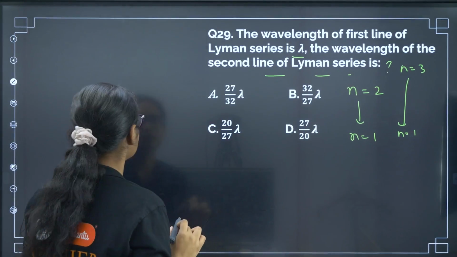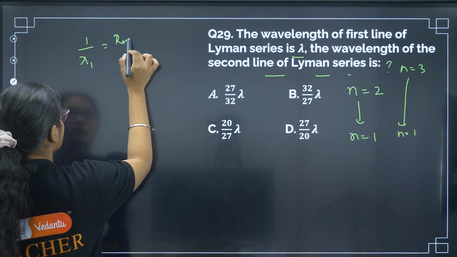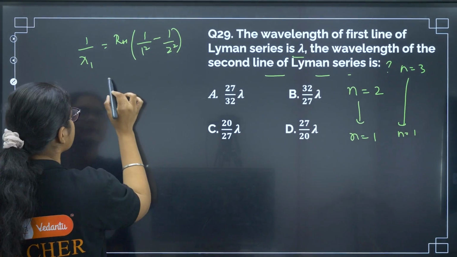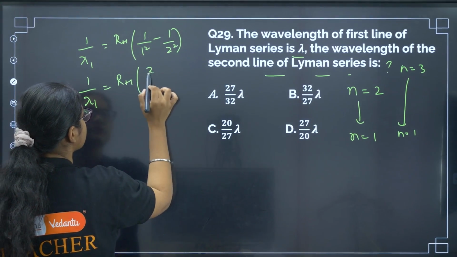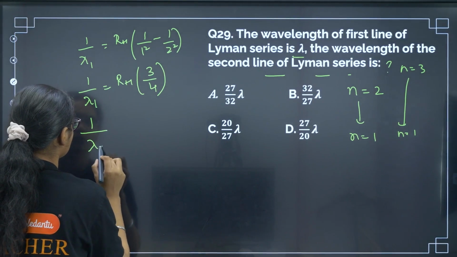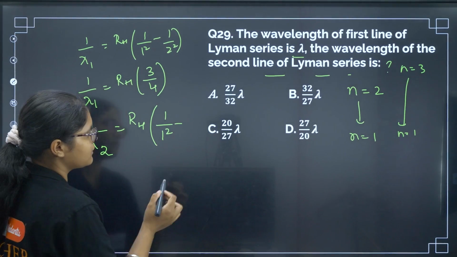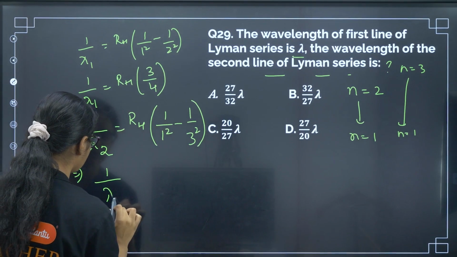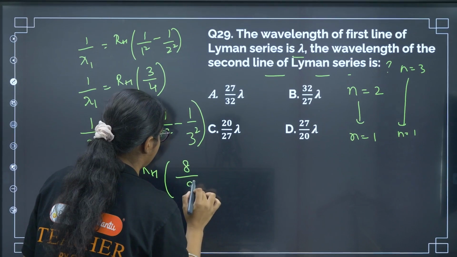Right? Now we can use this formula. We know 1 by lambda 1 is equal to RH into 1 by 1 square minus 1 by 2 square. So I will get 1 by lambda 1 is equal to RH into 4 minus 1, that is 3 by 4. This is one equation we'll get. Another, we have 1 by lambda 2 is equal to RH into 1 by 1 square minus 1 by 3 square. So if we solve this one, we will get 1 by lambda 2 is equal to RH into 9 minus 1, that is 8 by 9.